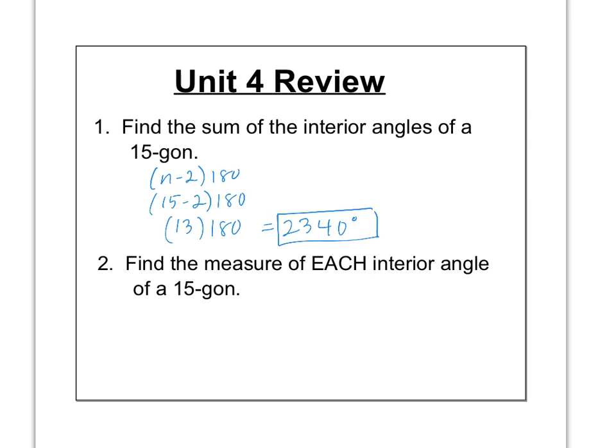Number 2, find the measure of each interior angle of a 15 gon. This time we have to figure out how big is each angle. Well, we know altogether they add up to 2,340, and there's 15 of them. So divide by 15. I type that in my calculator, and it is 156 degrees. So each of the angles is 156.